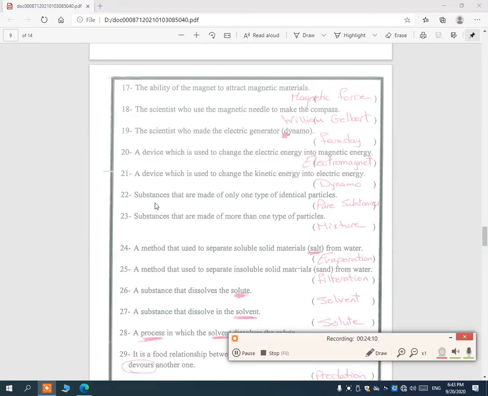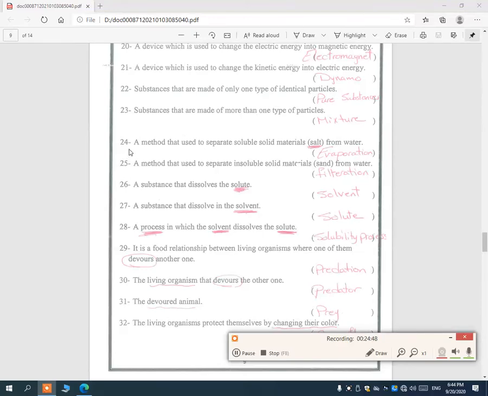Number 22: the substance that is made of only one type of identical particles, of similar particles, which is a pure substance. Number 23: substances that are made of more than one type of particles. More than one type, not only one. More than one type of particle, which is a mixture.